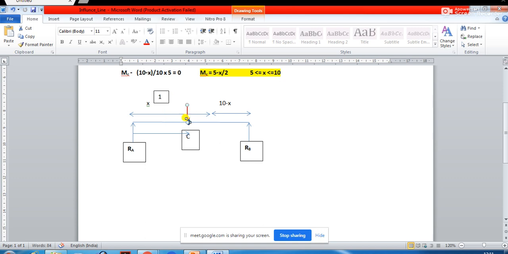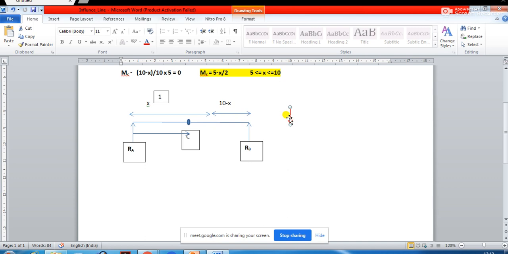Then this load will reach the point C. So exactly when this load is over the point C, what is the bending moment at C, you will have to find out. Then gradually this load will move further, it will go here, and at this position of the load also you will have to find out the bending moment at C. Gradually it will reach this support RB, and finally it will move out of this beam. Is it clear?